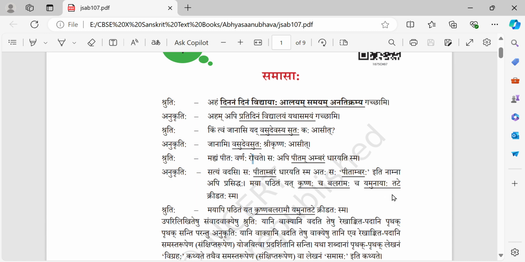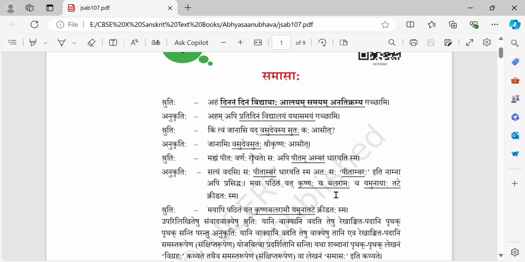Yamunayaha tate. Yamuna is a feminine word. Gangayaha tate, Ganga tate. So the same format can be easily followed to make different Samasa words. Here also it is Shashti Vibhakti. The words are split in Shashti Vibhakti here, and two different names with Prathama Vibhakti words are there. Now they are changed to Krishna Balaramau, Yamuna tate kridatah sma. I think now you can easily understand the difference between Samasa and Vigraha Vakya.